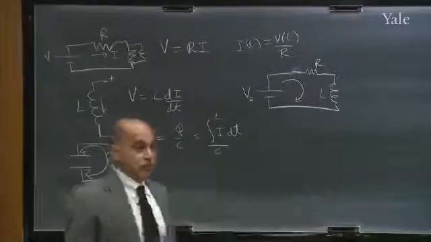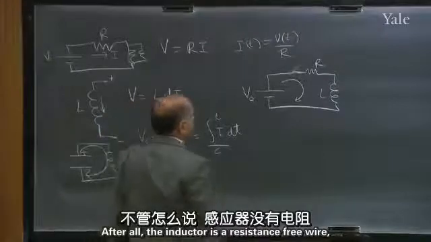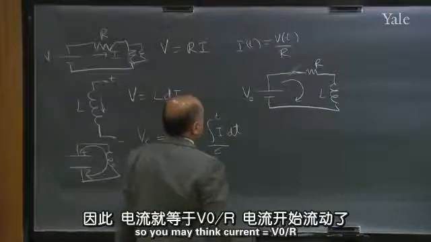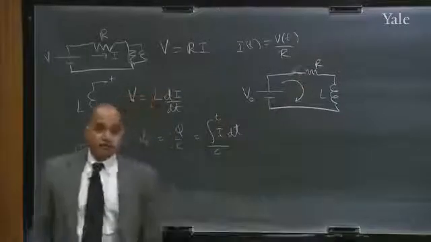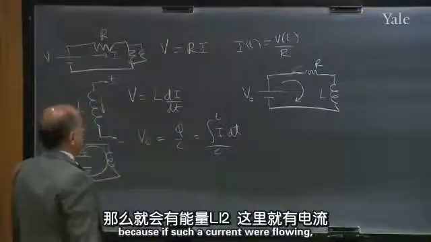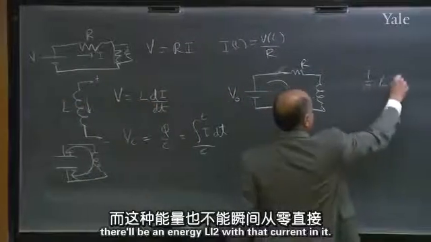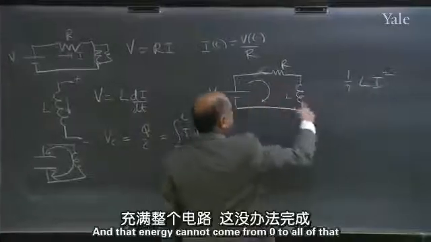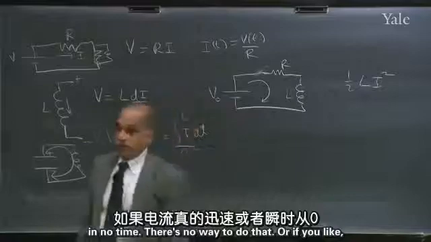How does it flow? After all, the inductor is a resistance-free wire, so you may think a current equal to V naught over R will start flowing immediately, but that's wrong. That is wrong because if such a current were flowing, there would be an energy 1/2 L i squared with that current in it, and that energy cannot come from 0 to all of that in no time. There's no way to do that.